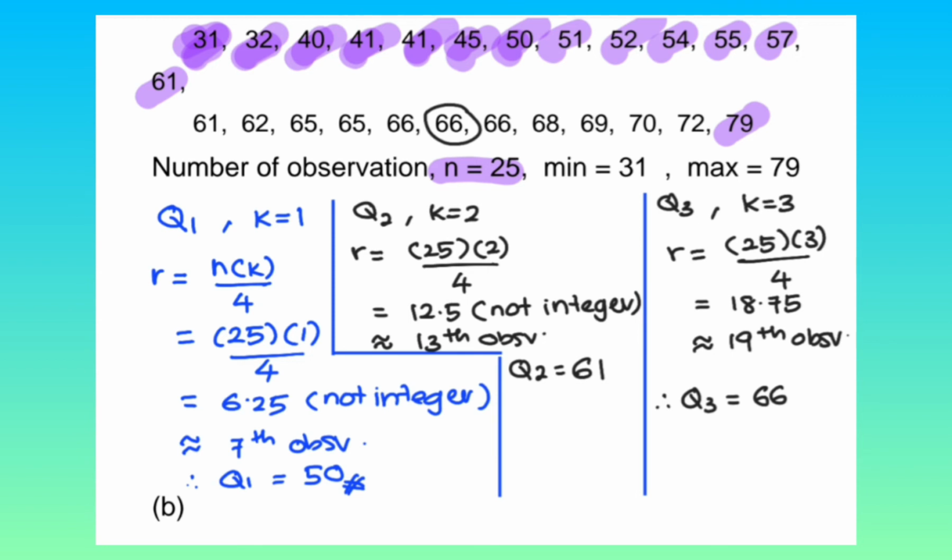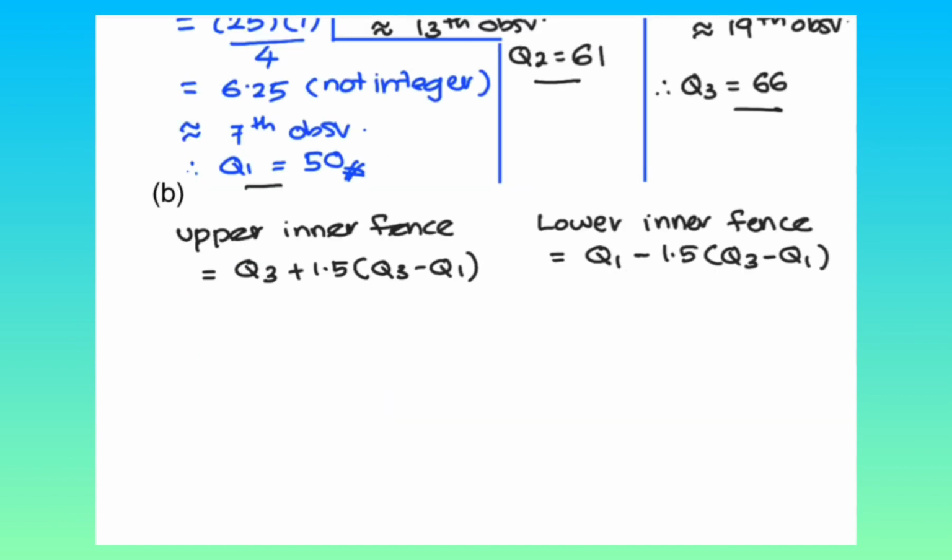So now we already have the 5 summary numbers, which are the minimum, maximum value, Q1, Q2 and Q3. Next we need to find the upper and lower inner fence. To find the upper inner fence, we have the formula here: Q3 plus 1.5 times Q3 minus Q1. So just substitute the values. Q3 is 66, plus 1.5 times 66 minus 50. So the answer here is 90.